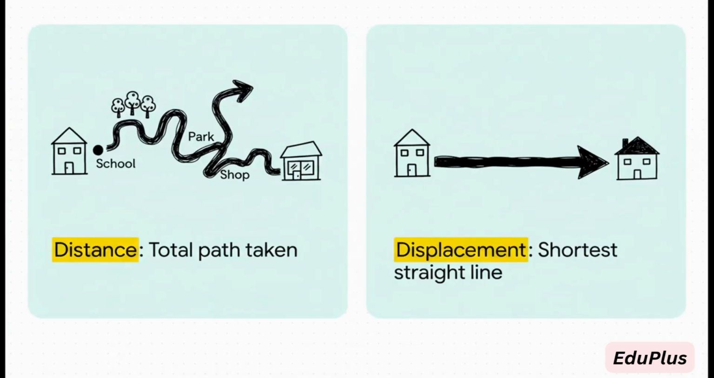It is simply an imaginary direct straight line connecting your initial point to your final point. Let's actually ground this with a really good anecdote from our source material. Imagine school ends, and you decide to take the scenic route home. You walk 1 kilometer to the park to hang out, then 1 kilometer to the store to grab some snacks, and finally 1 kilometer to your house.